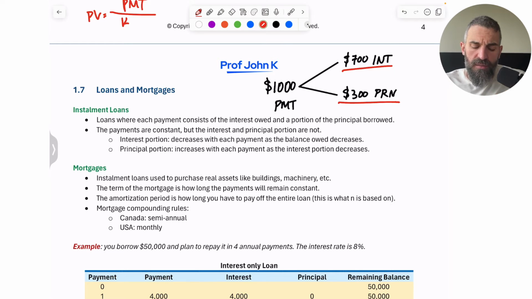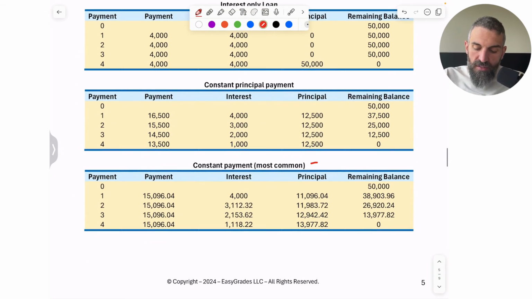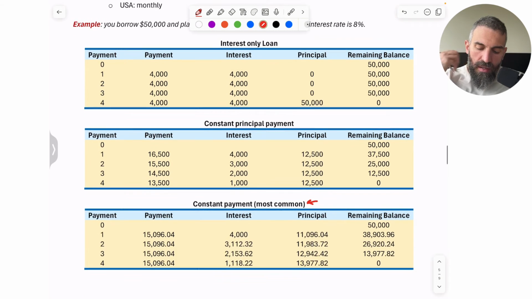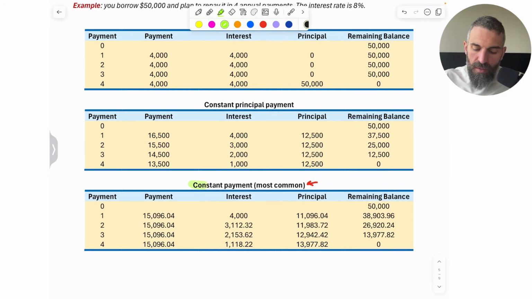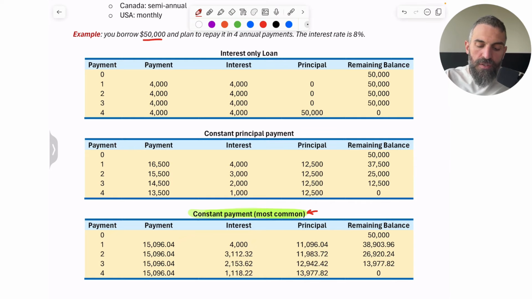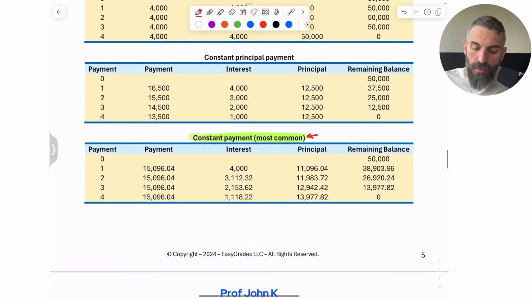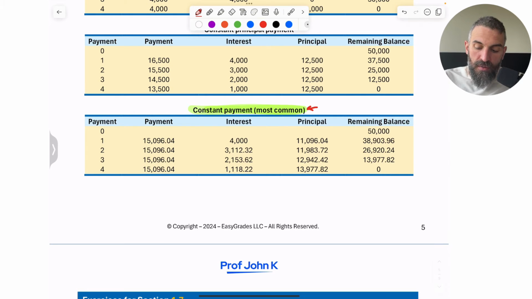And basically how it works, I'll show you with this table here. Okay, these are called amortization tables, by the way. And the constant payment, the most common, is here. So let's say you borrowed $50,000, and you are going to repay it in 4 annual payments with an 8% interest rate. Well, you would start off with a balance of $50,000, and your payments would be $15,096.04. I'll show you how to calculate that after.